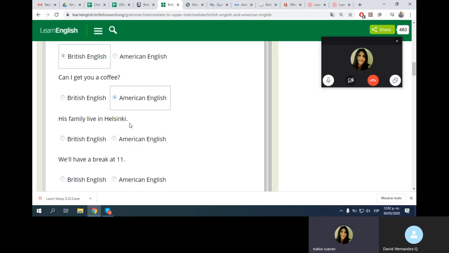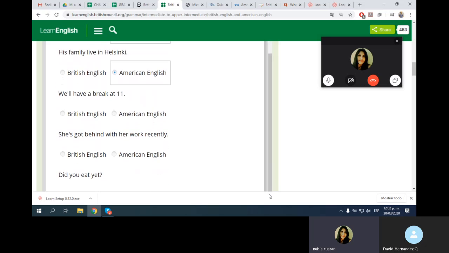What about this one? My family lives in Helsinki. Here, what does it say? His family lives in Helsinki. Yeah, Helsinki. It's American English. Okay, American English. Now let's try this one.